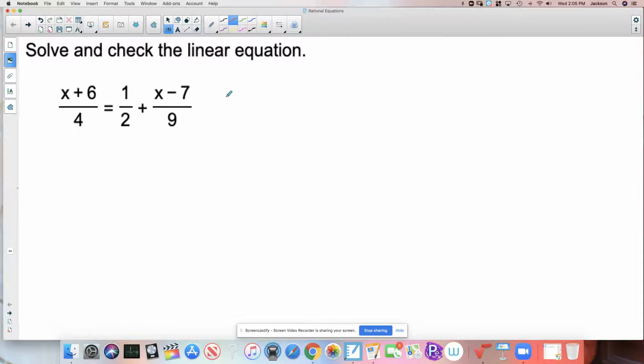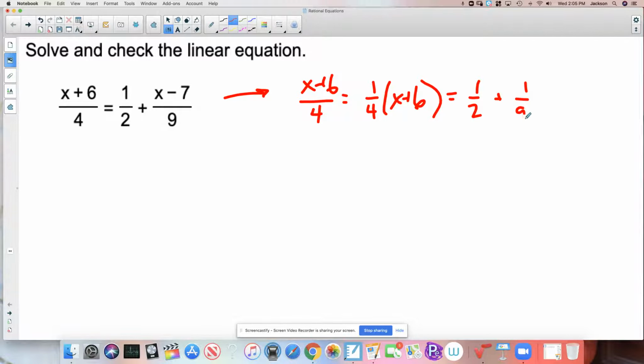To give you a different perspective, (x plus 6)/4 is the same thing as 1/4 times (x plus 6), right? So that would be equal to 1/2 plus, and then we could write that third term as 1/9 times (x minus 7). So this equation and this equation are basically the exact same. They're equivalent. It's just how I choose to write it. And when it comes to fractions in an equation, if you don't want to deal with them, which I'm sure most of you don't, I don't, we clear them out.